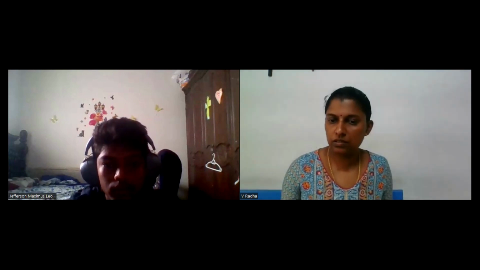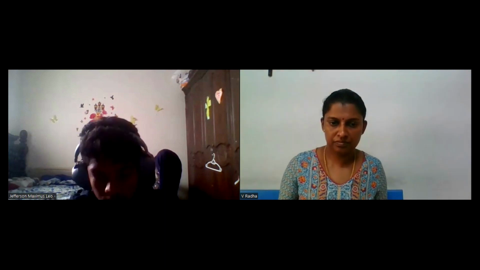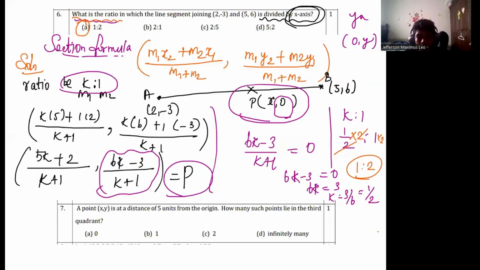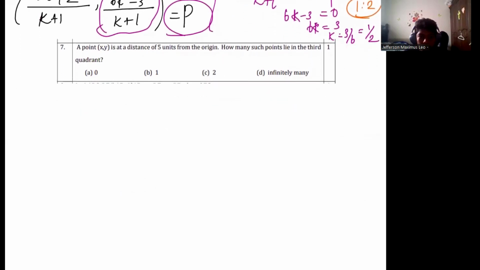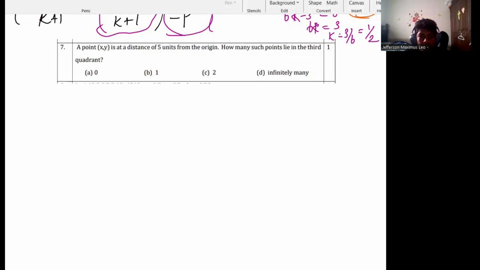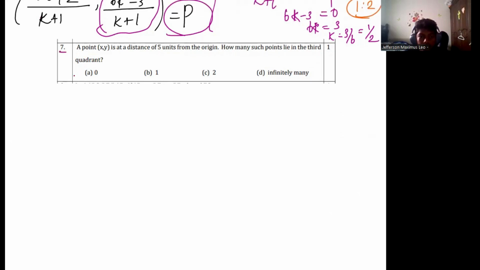Now, the 6th question is done, after that the 7th question. Please read the 7th question. A point (x, y) is at a distance of 5 units from the origin. How many such points lie in the third quadrant? The point (x, y) is at a distance of 5 units from the origin. Okay, understood. First, tell me the answer.